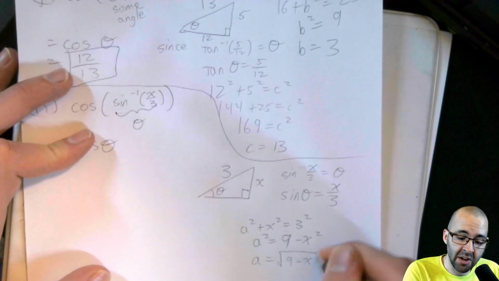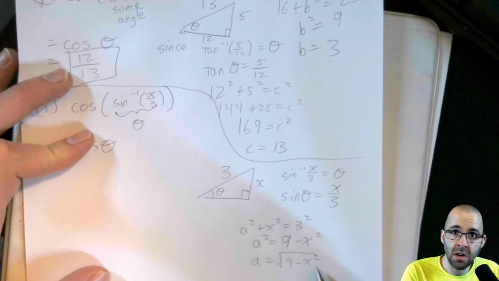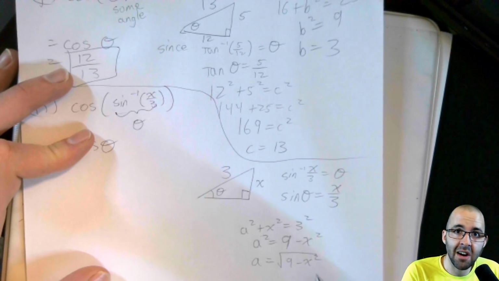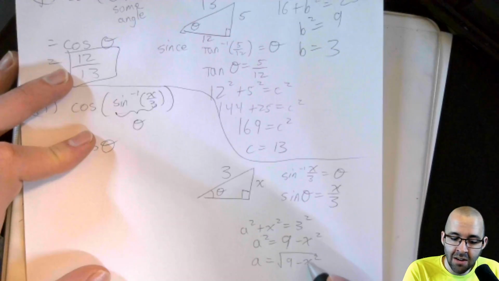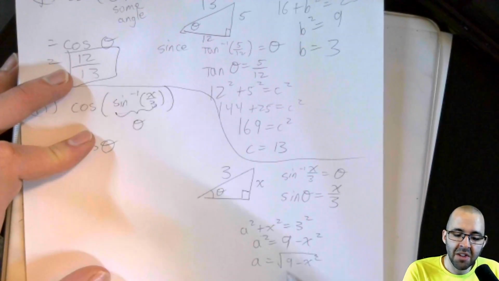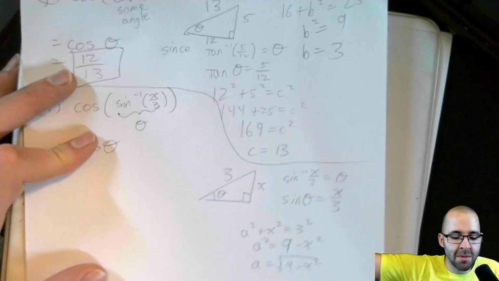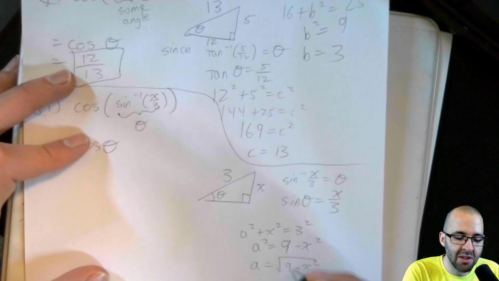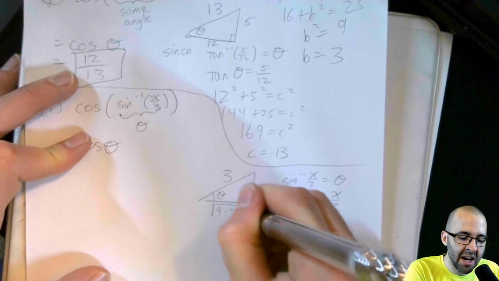Be very careful here. a is the square root of 9 minus x squared. That's as far as you can go. This does not simplify any further because of the subtraction. If it were the square root of 9 times x squared, then yeah, that'd be 3x. But this is not 3 minus x. Subtraction and addition make a bunch of problems for us. This is as far as you can go. So if this side is x, this is going to be the square root of 9 minus x squared.